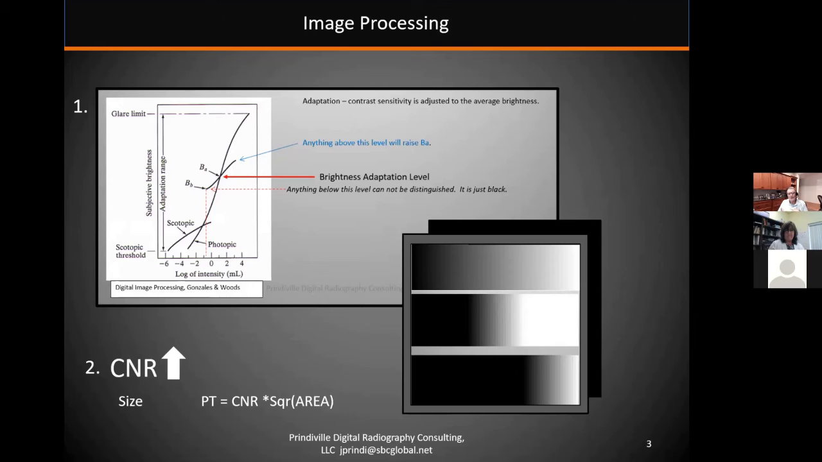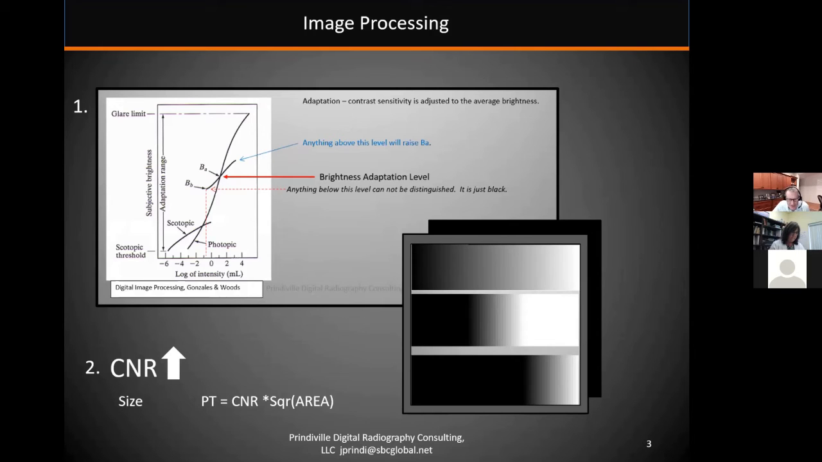In digital radiography, we've got 16-bit detectors with 65,000 grayscales, and I can see 50 to 60 grayscales. So if I want to be able to see a difference, I've got to fit those differences within that kind of grayscale span without losing any information. And that's why I want to do some image processing.